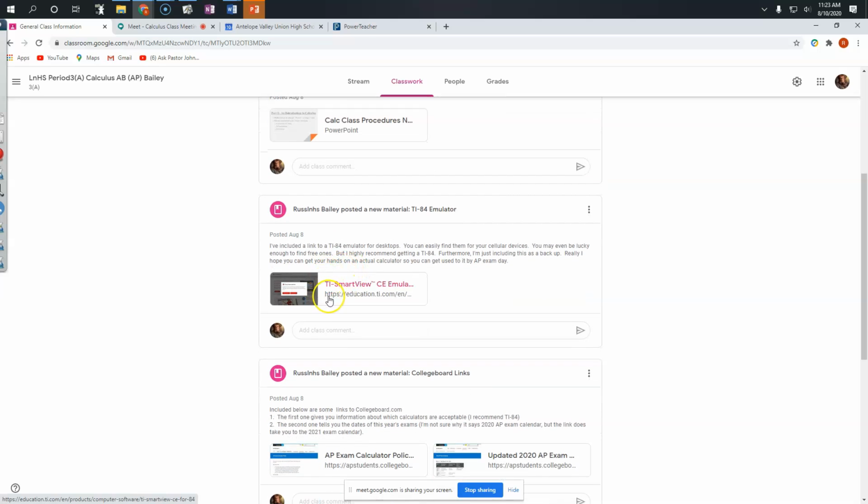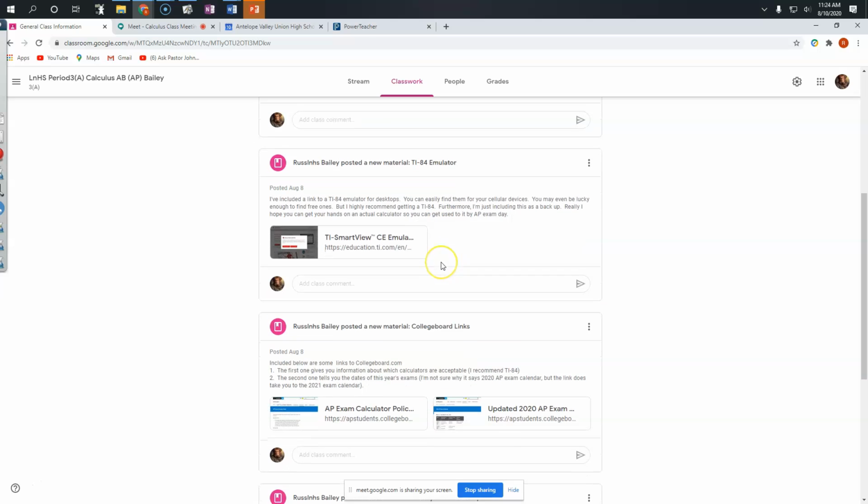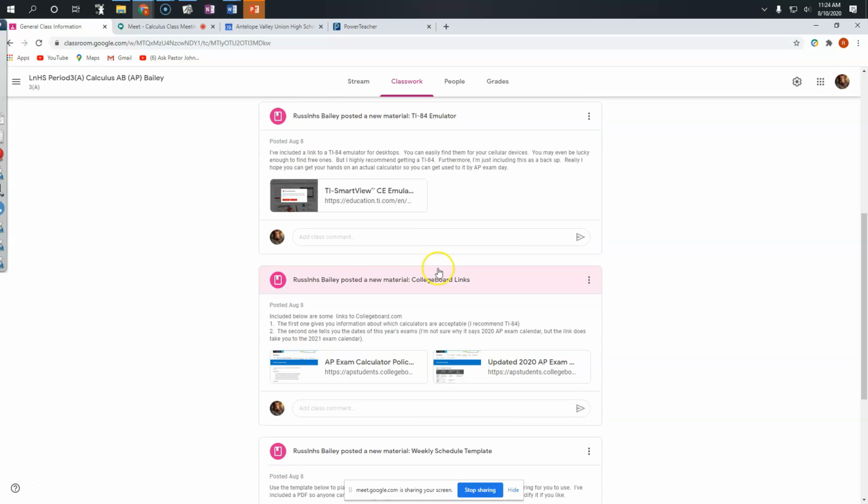Here I have a link where you can download a desktop TI-84 emulator. So it'll look just like a real TI-84, it's just that it's virtual and on your computer. There are other ones that you can get on your phone as an app, but I provided this one. But remember, it's not a substitute for the real thing. You really should get a real TI-84 calculator.